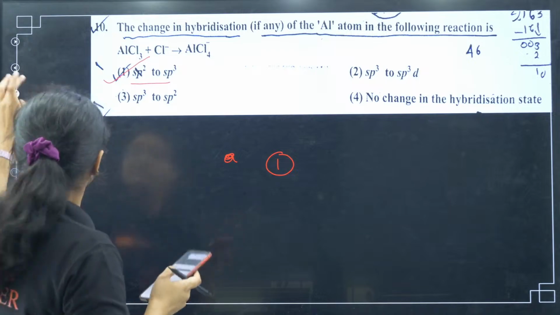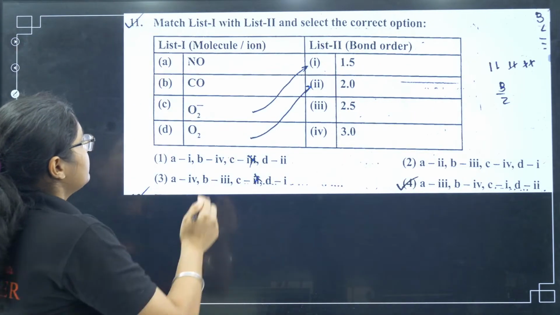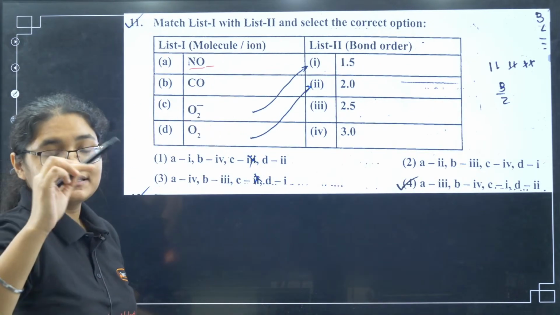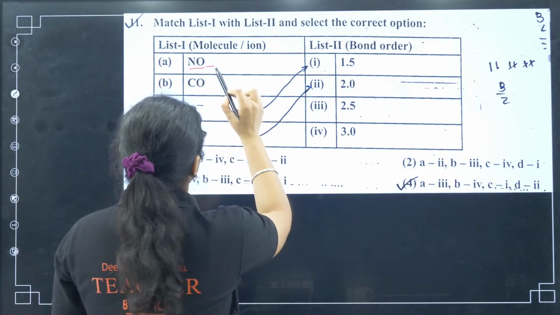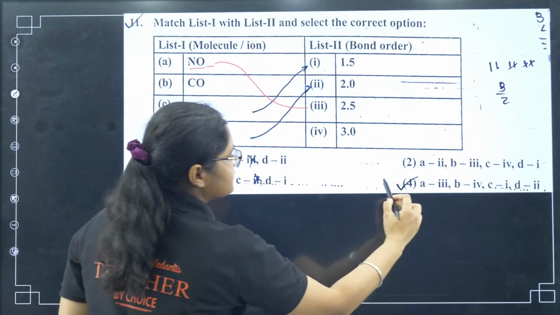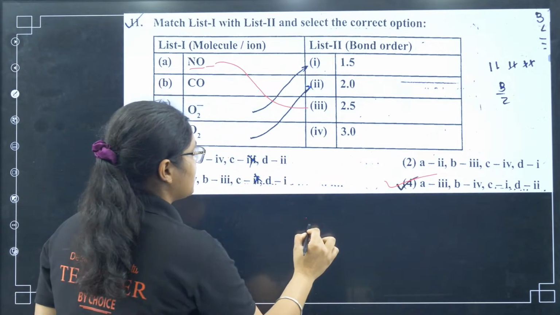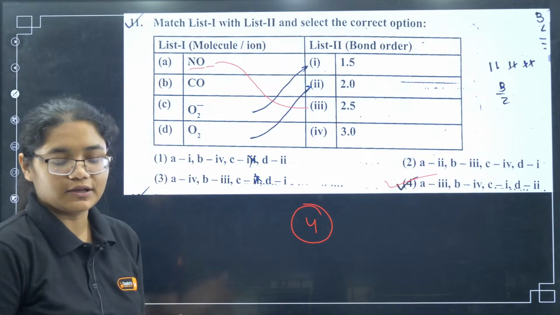Okay. Next, quickly we'll do NO. What is the bond order? NO has 7 plus 8, that is 15 electrons. So for 15 the bond order will be 2.5. So A has to be 3 and there is only one option with A equal to 3. So the answer for this question will be option number 4.